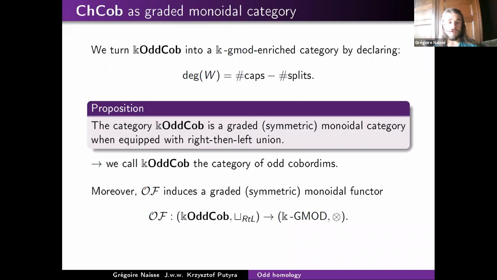And so if you do all this, you get this category K opt cop, and it becomes a graded, actually symmetric monoidal category when you equip it with the right and left union. And so let me call this the category of odd cobordism. And then basically for free, you get that the functor OF becomes a graded symmetric monoidal functor, whose codomain now is this category K big G mod.